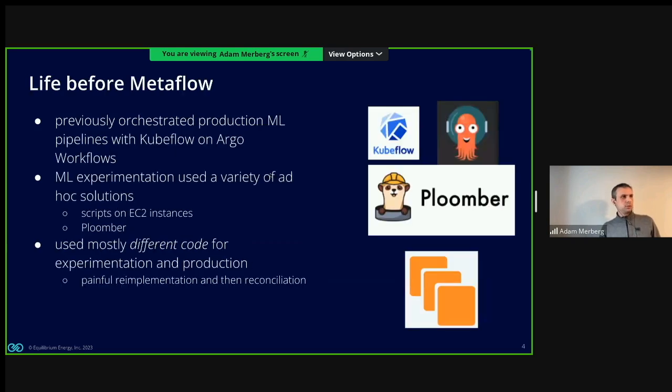So when I joined the company almost 2 years ago, we were orchestrating our production machine learning pipelines with KubeFlow on Argo workflows. And then on the experimentation side, people were using a variety of ad hoc solutions. There were some scripts on EC2 instances. There was this tool called Plumber, which I never used myself. My understanding is it's something for turning a Jupyter notebook into a pipeline.